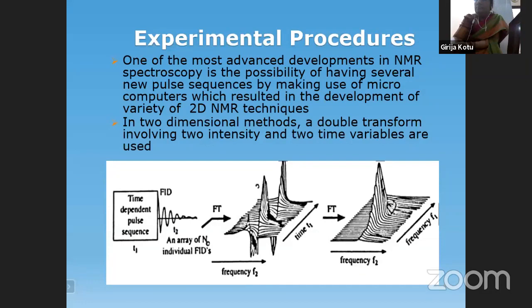So first, when the Fourier transformation is done in T2, the T2 will be converted into the frequency domain, that is F2, and T1 is still present. So again, we have to do a second Fourier transformation in T1. So finally, you get the spectrum, the last picture you're going to see, in the form of stacked plots. So a double transform involving 2 intensity and 2 time variables is used.